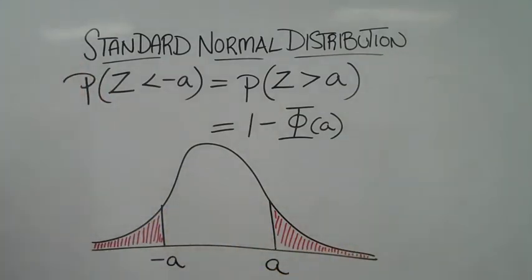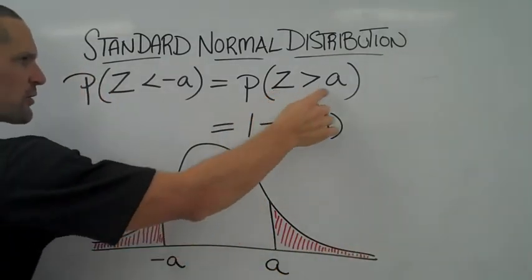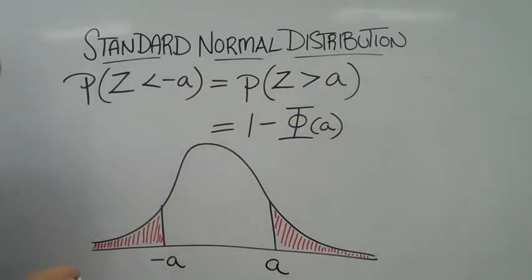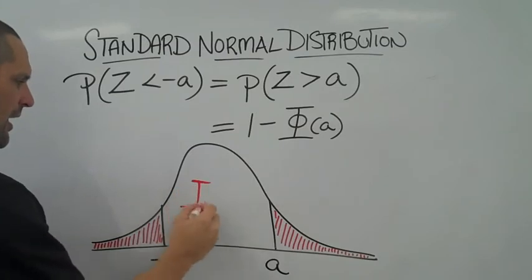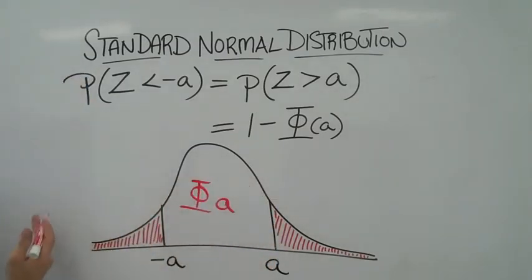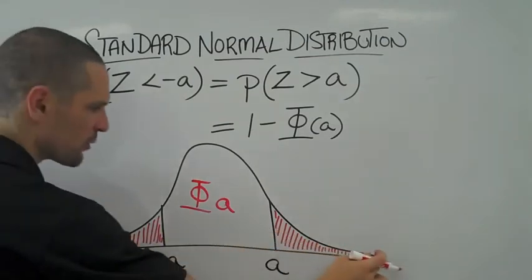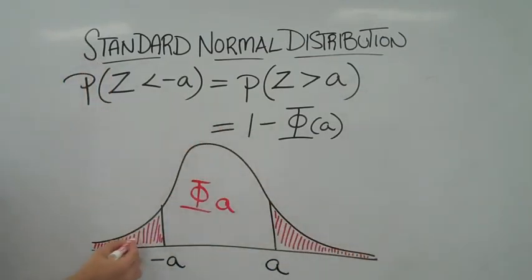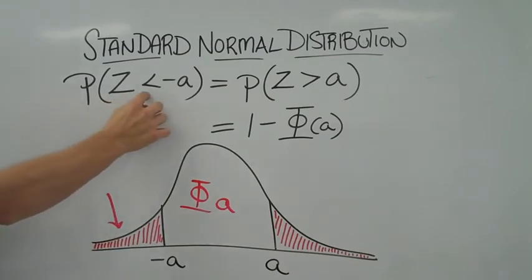And in our last slide, we saw if we're trying to find z-values greater than a, that's simply 1 minus the Φ of a value, considering that Φ of a, in this case, would be everything to the left of a. 1 minus that would give you this red area here, which is the same as this area, which is ultimately what we're trying to find when we say, what's the probability that the z-value is less than negative a?